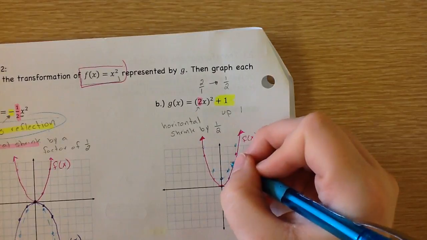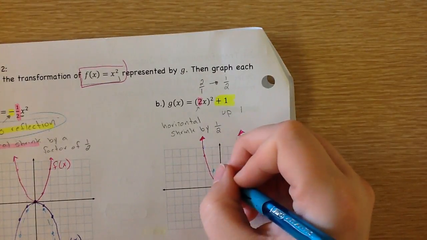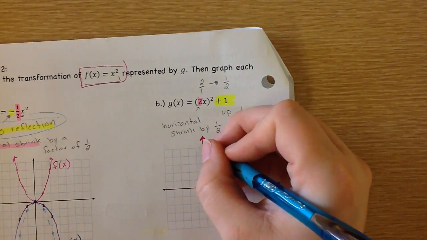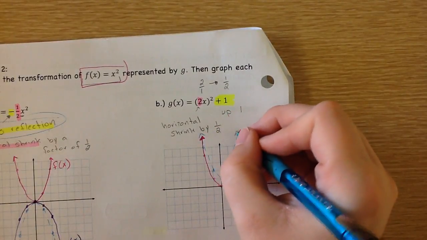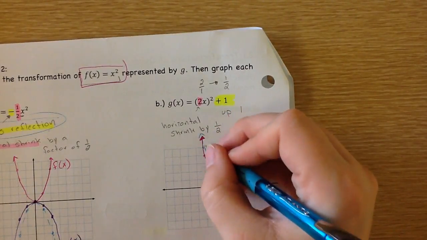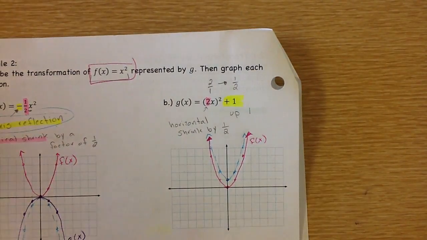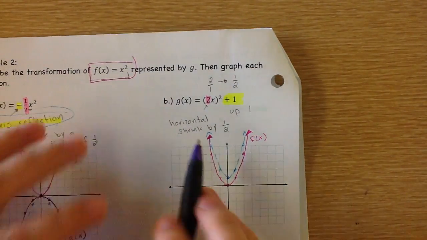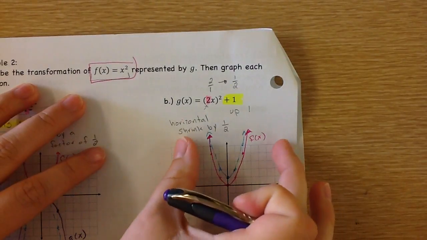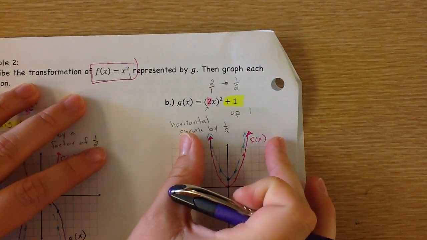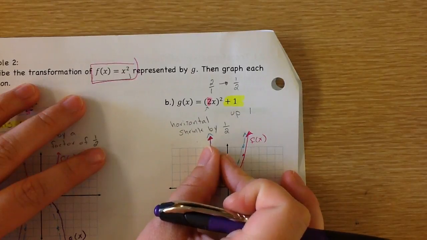So now we'll have this function. Again, I'm going to kind of do it dotted because this isn't our final. This is just our shifted up 1. So there's my shifted up 1. And now for my final one, I want a horizontal shrink by half. I want to take all these points and bring them half the distance in.